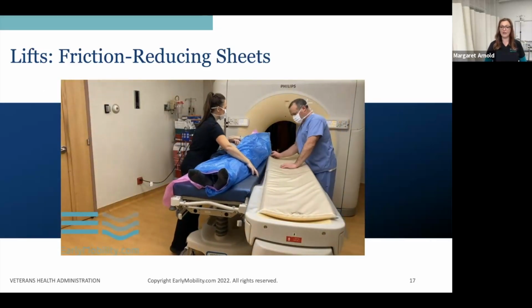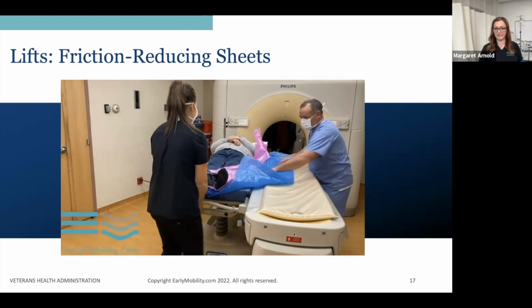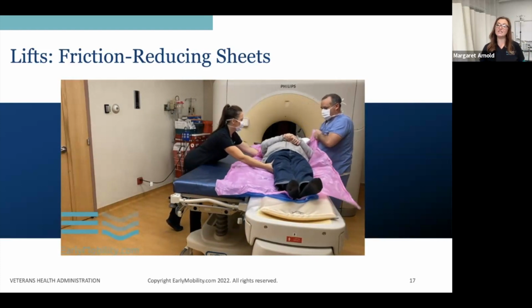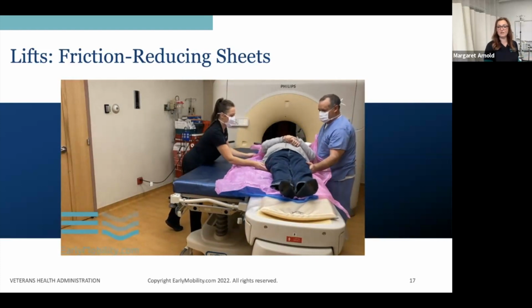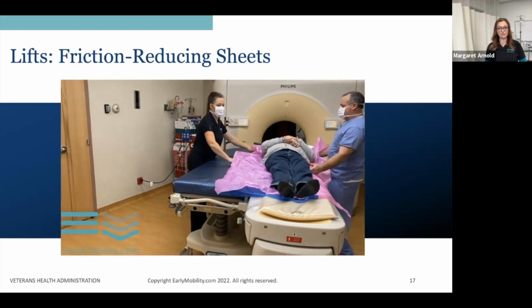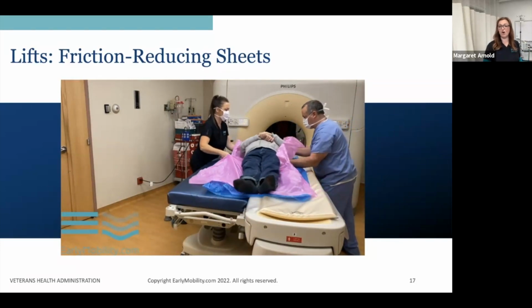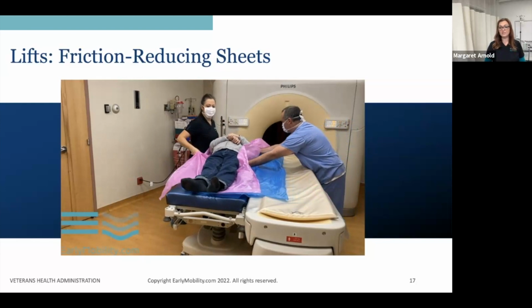This is an example in an MRI facility where they're using two friction reducing devices to transfer the patient from the stretcher onto the MRI surface or back from the surface onto the stretcher. And you will see that one slide sheet is moving on top of the other, and it eliminates the friction of that transfer.